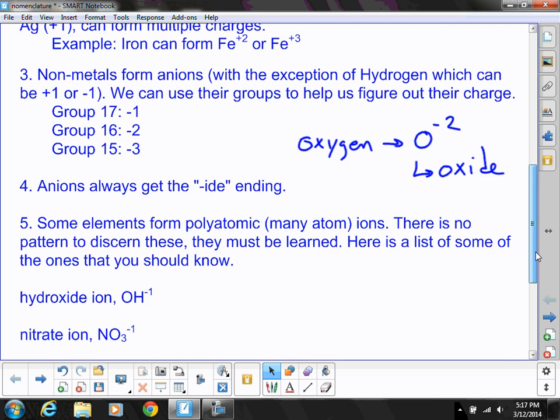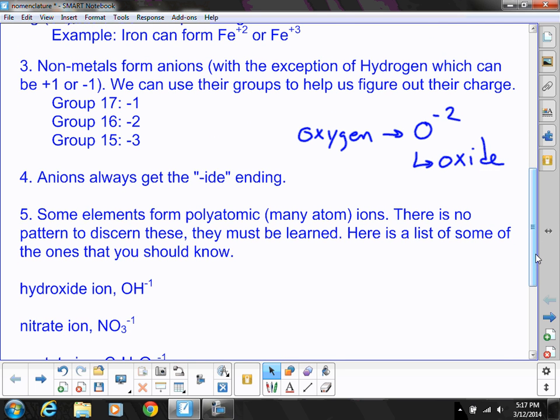As we also talked about yesterday, some elements form polyatomic, or many-atom, ions. There's no pattern for these. These are things that need to be learned. And this is why you have note card making materials with you today, because you're going to want to make, and actually you're required to make, flashcards that you can use for studying.